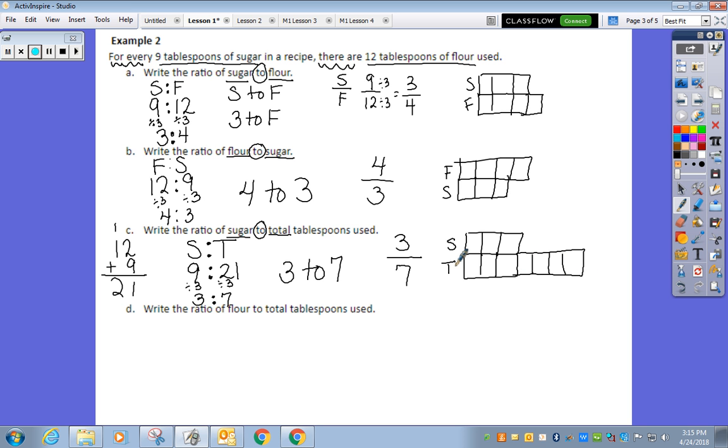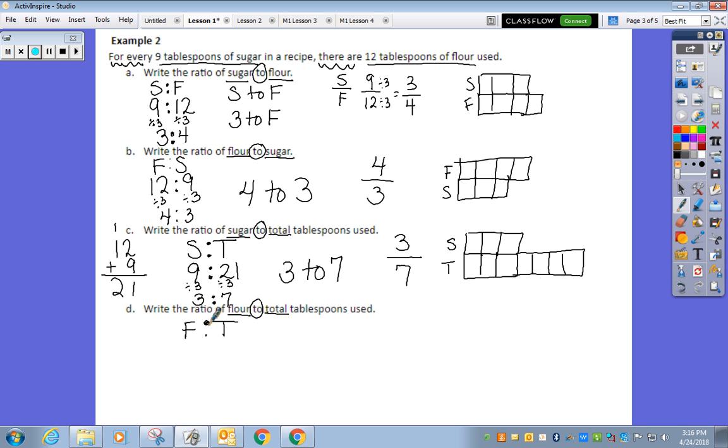Okay, and I would always just stop and check to make sure that you did do the correct number of boxes, so count them out to make sure they're the right number. Okay, and then the last one is asking for the ratio of flour to total tablespoons used. So we've got flour to total.